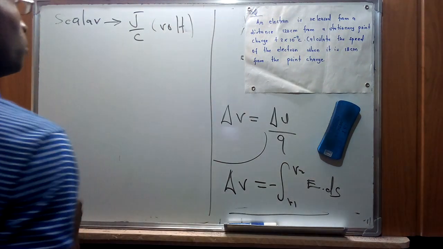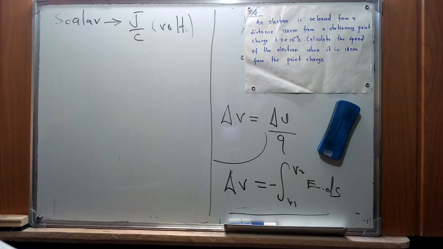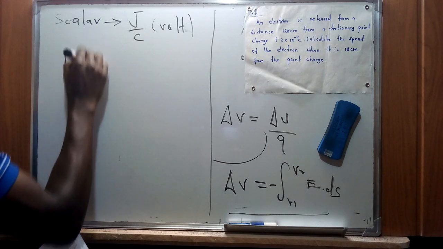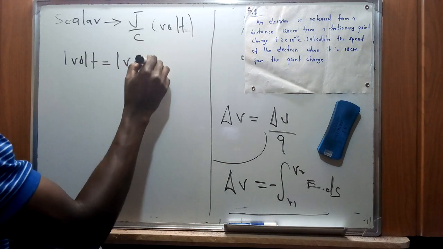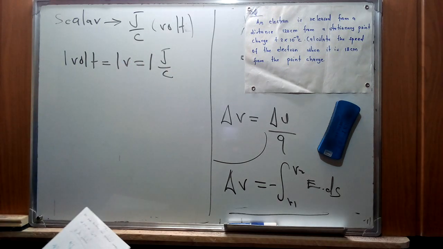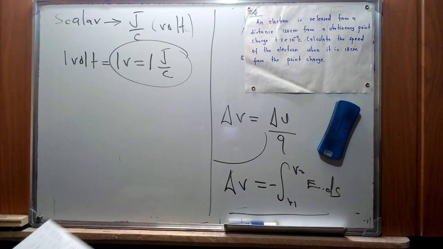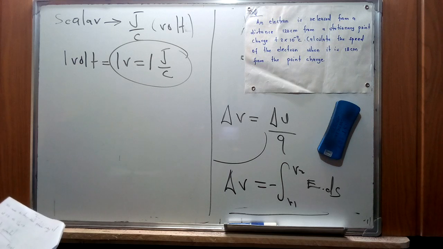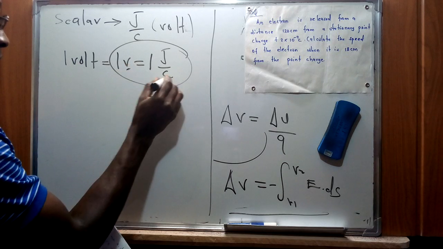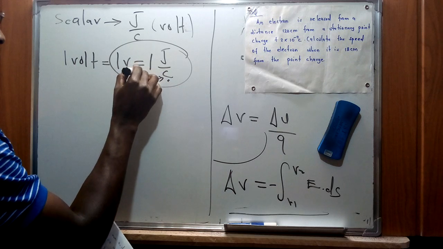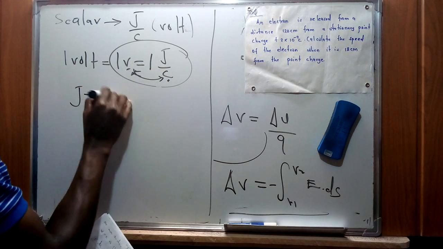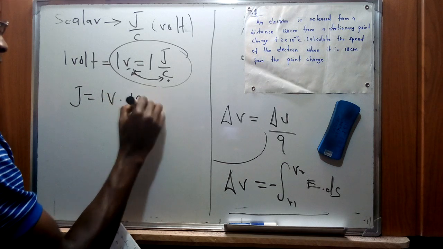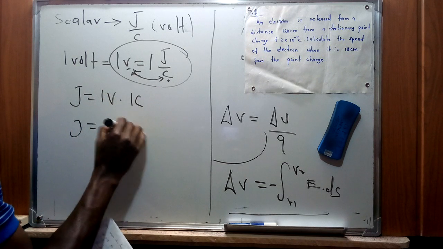So therefore, joule per coulomb is the unit for volt. And given the relationship that we have talked about, 1 volt, represented as 1 V, is 1 joule per coulomb. And now from this relationship, this implies that the product of the potential and the charge is going to give us energy in joules. So 1 V times 1 C is 1 J, that is, J equals V times C.